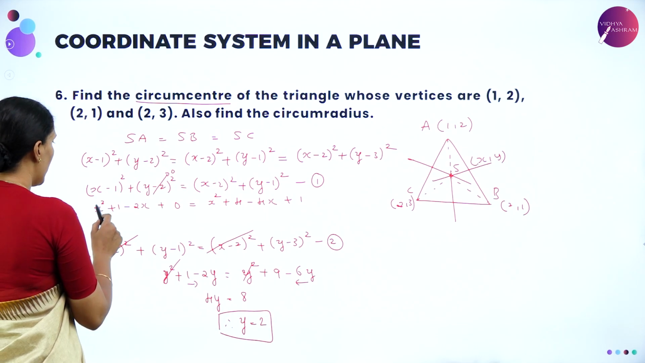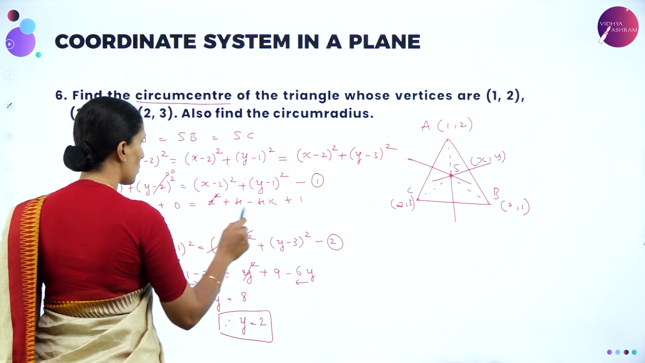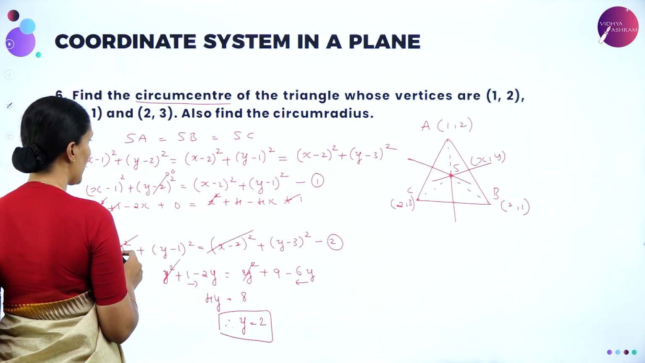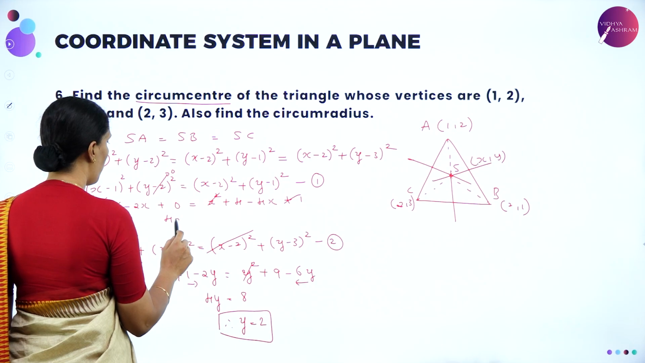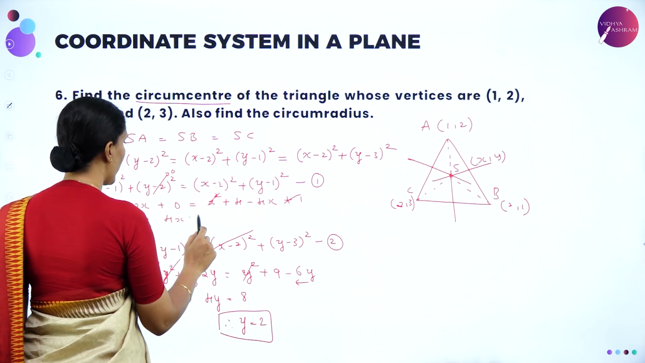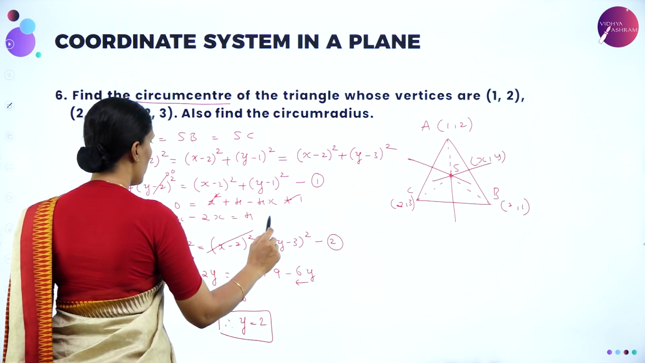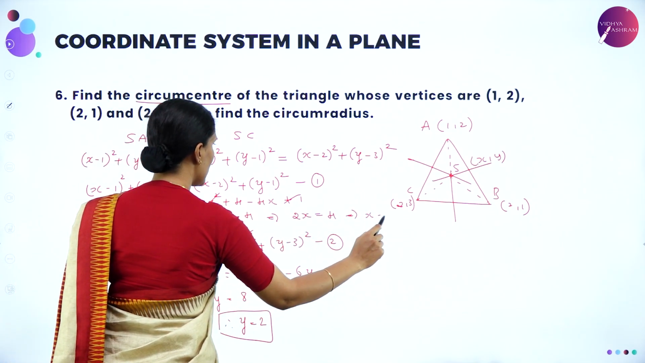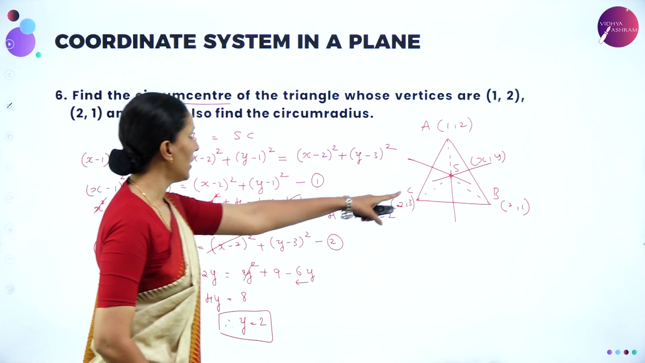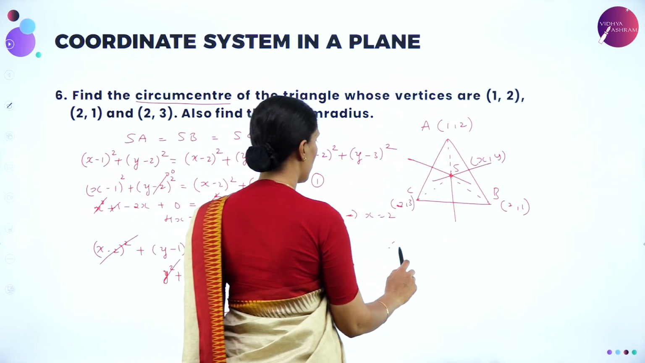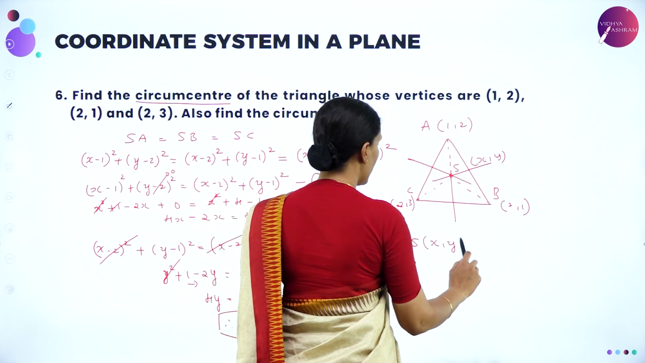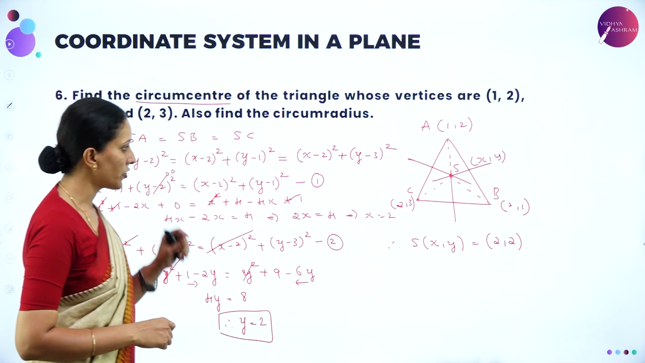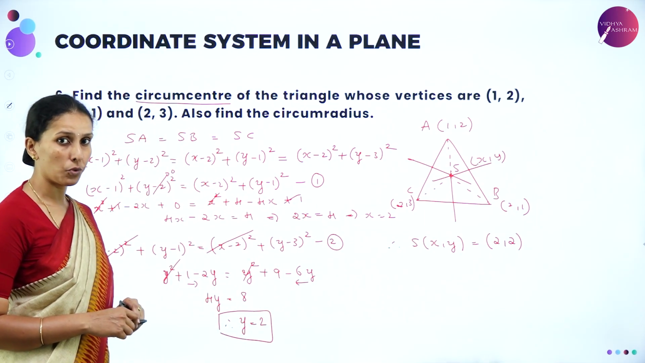Now cancelling x square plus 1 on both sides. So I'll shift minus 4x there, it becomes plus 4x. We get 4x minus 2x is equal to 4. So this implies 2x is equal to 4. This implies x is equal to 2. So therefore, the point of intersection (x, y) is equal to (2, 2). Now, we got the point of intersection, or the circumcenter of the triangle, which is (2, 2).